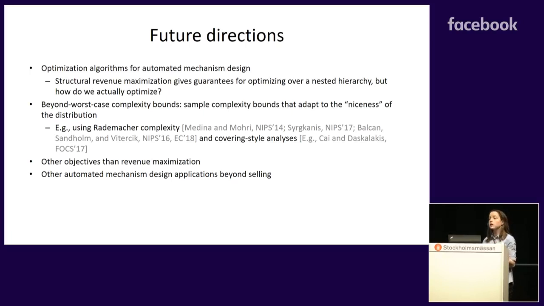This has been the challenge of structural risk minimization in machine learning for decades. Another really interesting question would be to give beyond worst-case guarantees for these learning theory problems. So sample complexity bounds that are even better when the buyers' values are drawn from a well-behaved distribution. For example, this might be using tools like Rademacher complexity, which has been explored a little bit so far, or maybe covering-style analyses. So people have started to think about this, but there's still a lot of really interesting and well-motivated questions here.